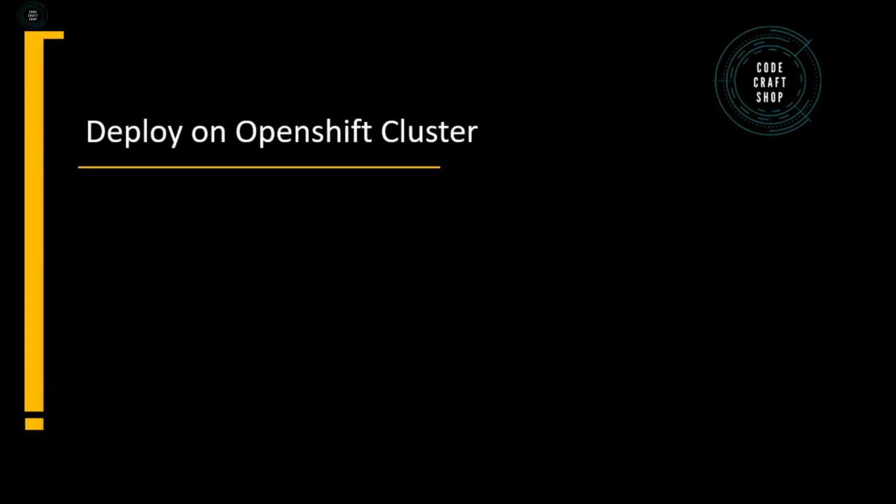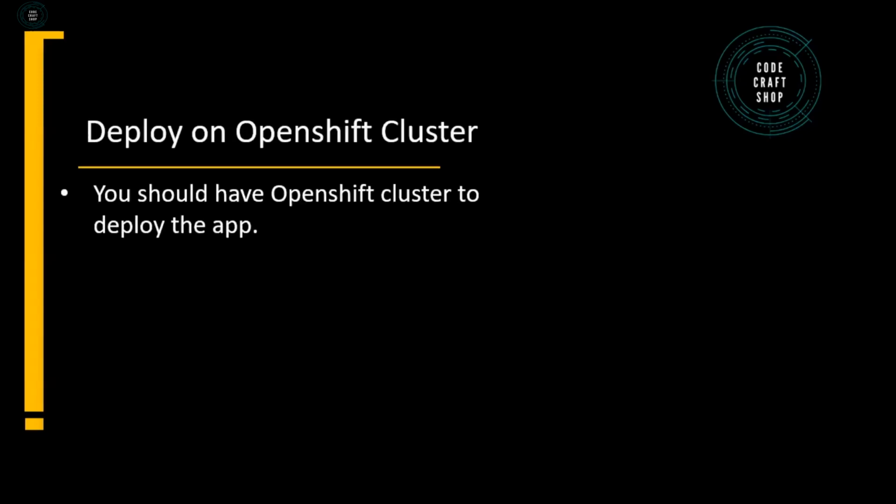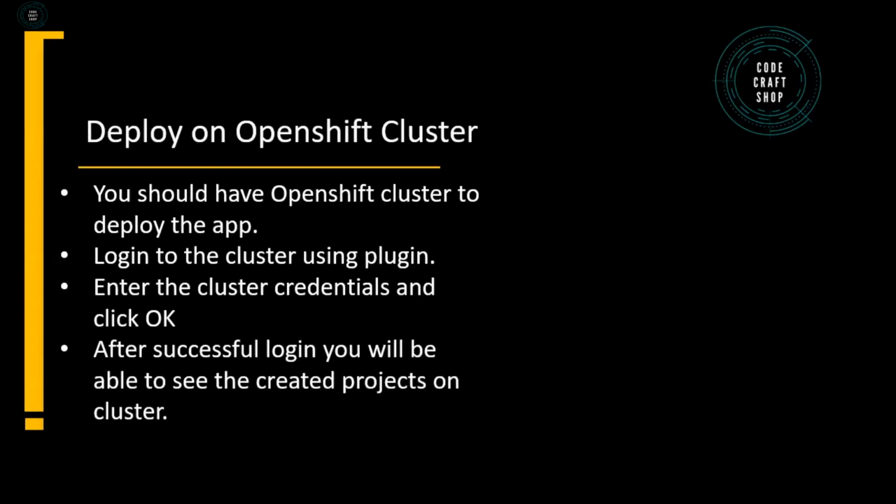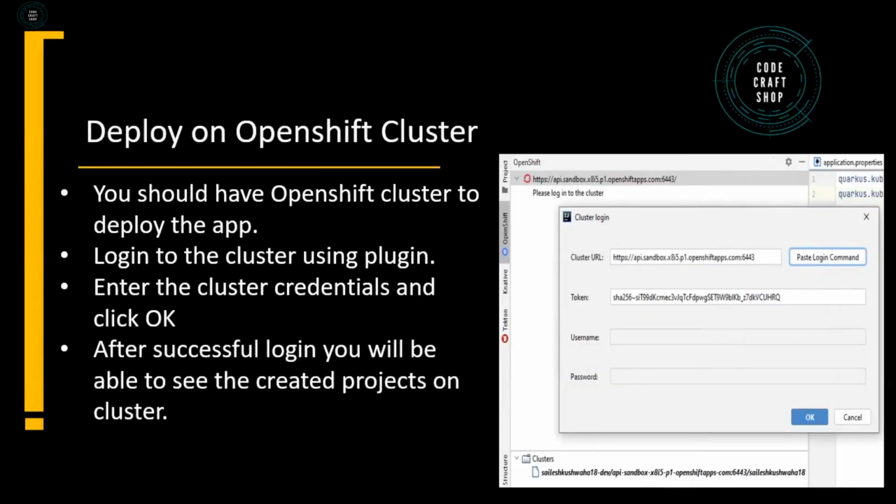So the next thing that we are going to talk about is how to deploy an application on OpenShift cluster using the plugin which we have installed. For that we should have the OpenShift cluster where the application needs to be deployed, and then we have to log into the OpenShift cluster using the plugin, and then we have to pass in the credentials, and once we are able to successfully log in to the OpenShift cluster we will be able to see our projects. So in the screenshot you can see that I am logging into the cluster using the plugin.